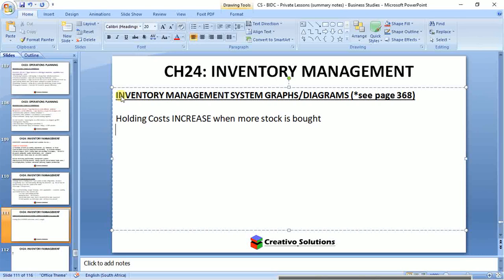Okay, next. What's the line sloping down? Out of stock cost. Okay, so out of stock cost. Out of stock meaning I don't need to hold on to the stock. So it's something that's looking at the ordering. So what happens to your ordering costs if I buy bigger quantities? Decreases. They decrease, correct. So if I buy one item, very expensive. If I buy bulk, very cheap. Make sense? Okay, summarize that. Ordering costs decrease when we buy more stock.